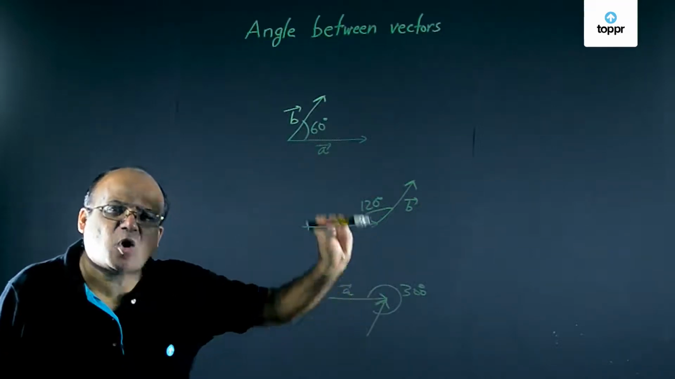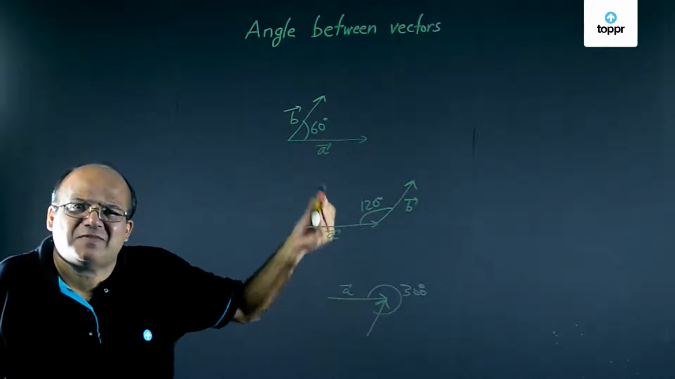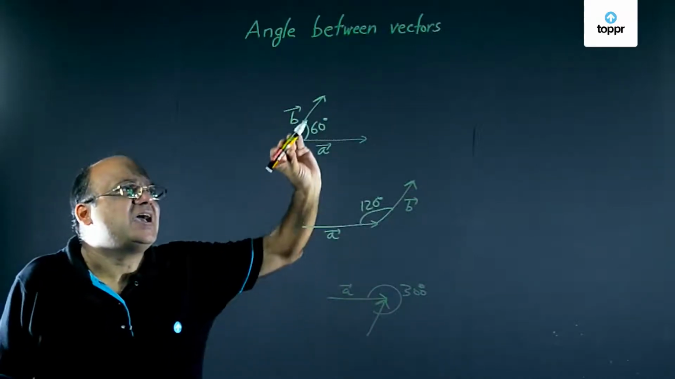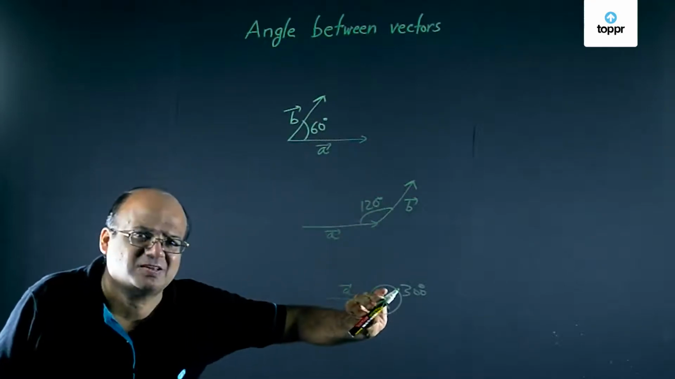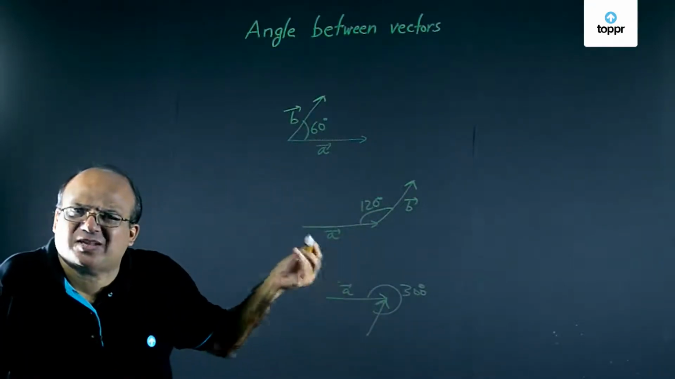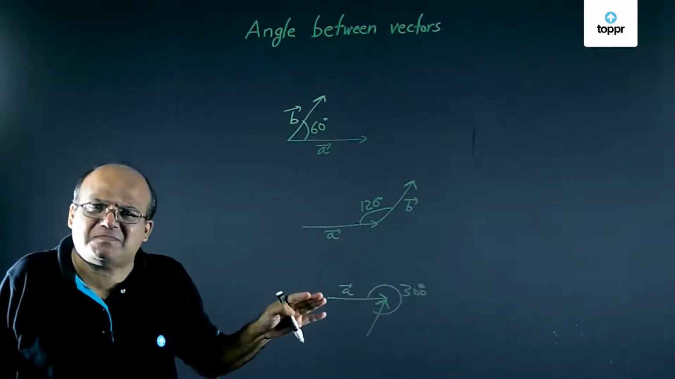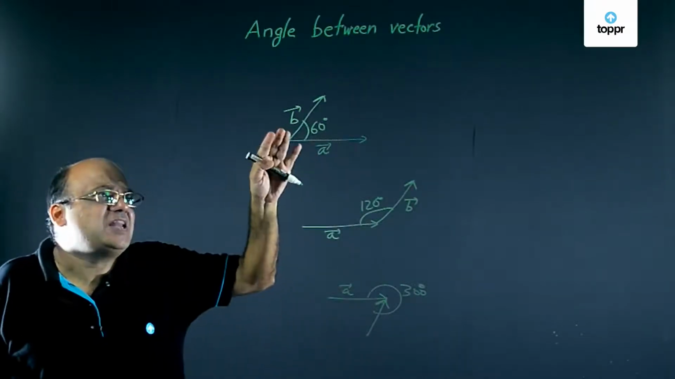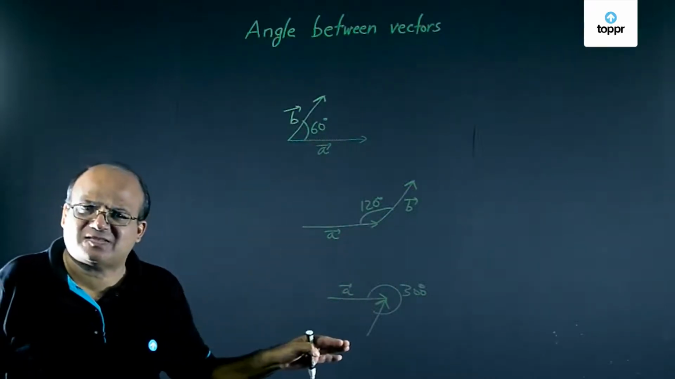But look carefully, this A vector and this A vector are all parallel and they have the same length, so they are the same vectors. This B vector and this B vector are parallel and equal, so they are the same vectors. So therefore, the angle between them must be same. The angle between the vectors in all the three cases is 60 degrees.